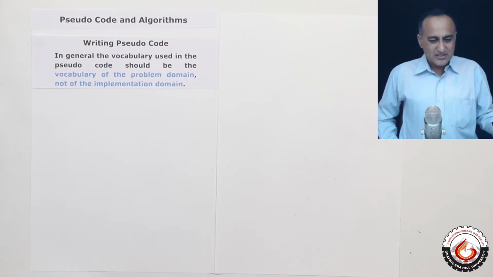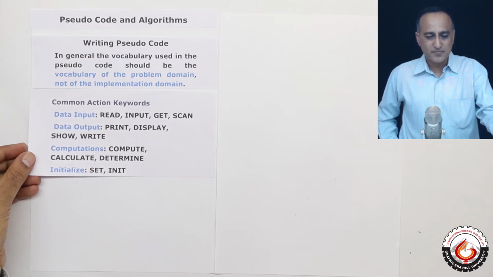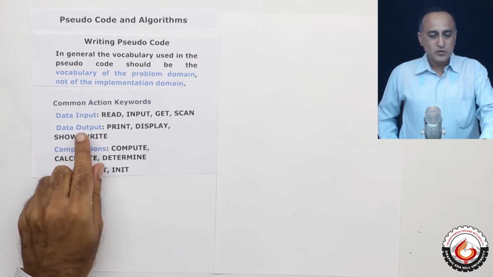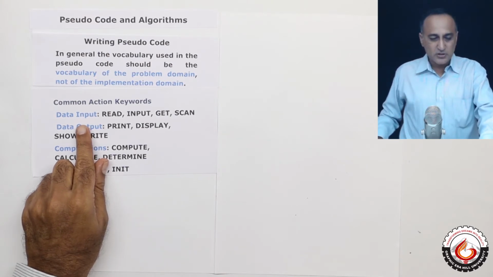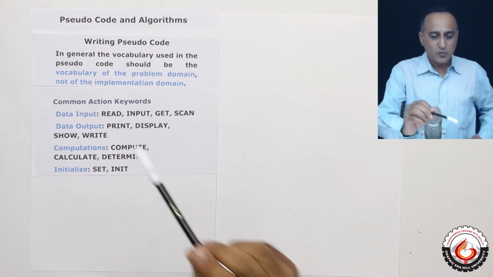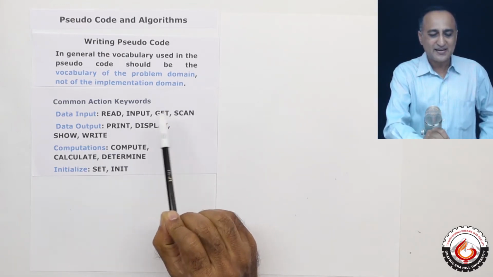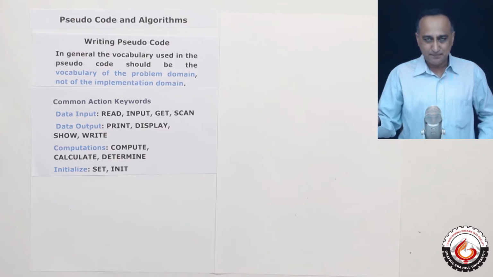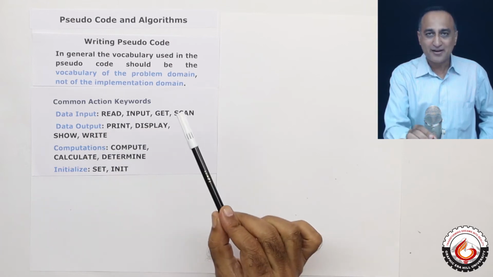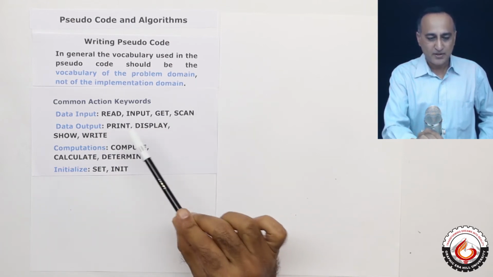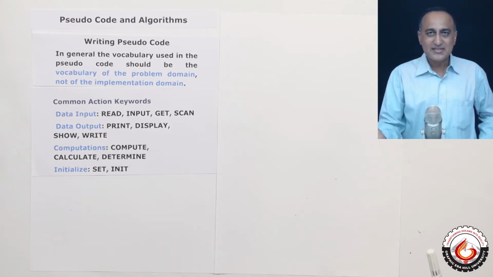Let me show you some of the common keywords which are used in pseudocode. Suppose you want to read input or you want to get input from the user from the keyboard. You will say either read, input, get or scan. These all mean the same. There's no difference between any of these. Suppose you want to display the result of your calculation or the output, then you will say print, display, show or write. These all mean the same.